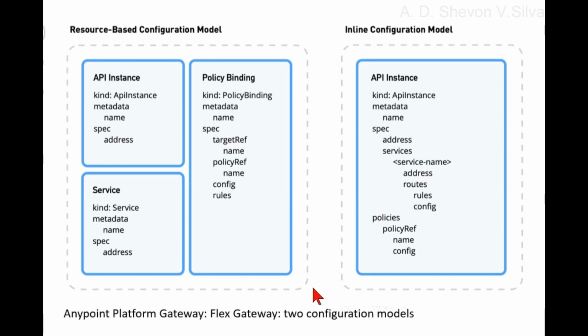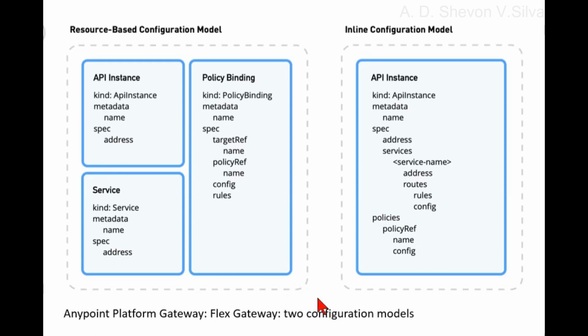Anypoint Flex Gateway running in local mode supports two configuration models. The resource-based model, common in Kubernetes, is ideal for granular definitions. Resources each contain one of the following values for configuration kind: API instance, service, policy binding, configuration.